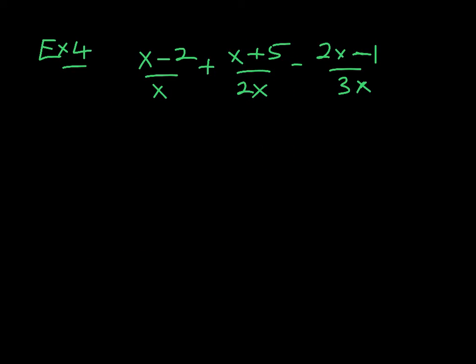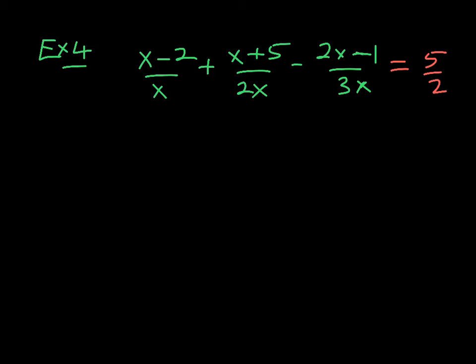Here, something is missing, which is 2 over 5. Sorry, that's 5 over 2, not 2 over 5. It's actually 5 over 2.